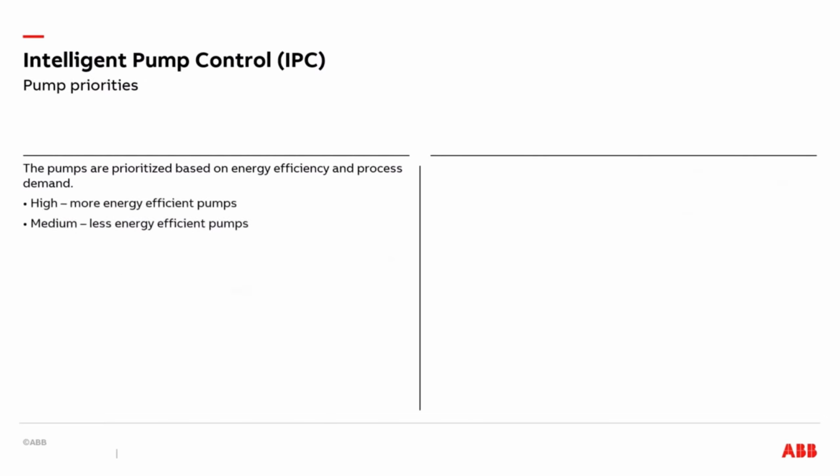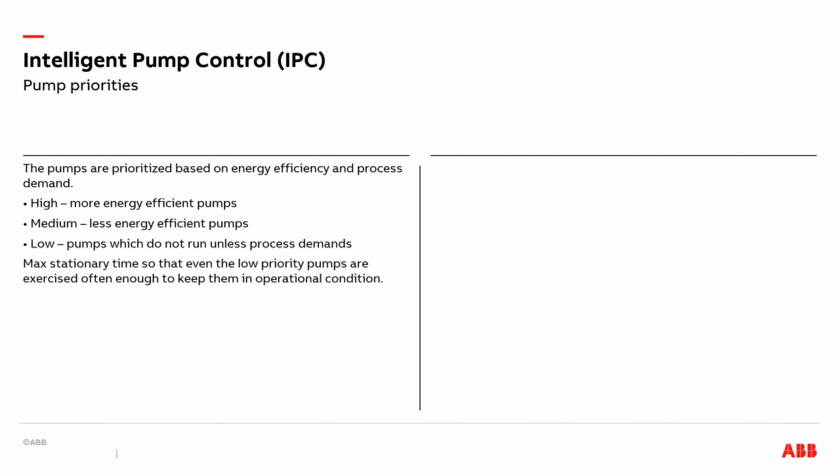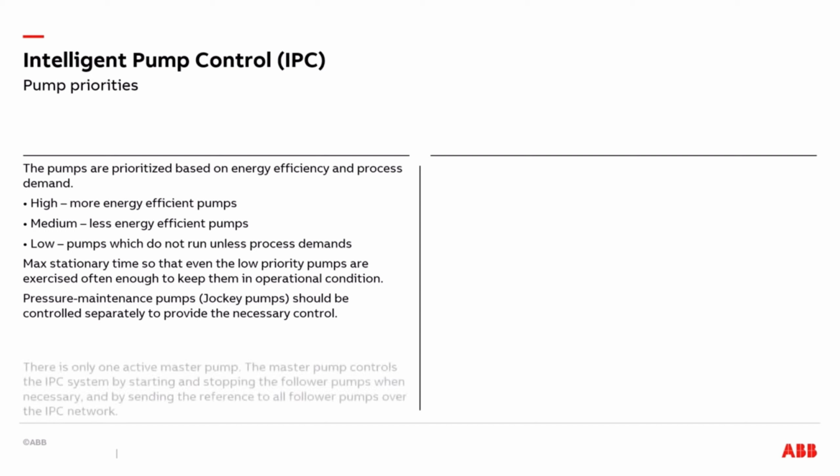Pumps are prioritized based on energy efficiency. High, medium, low. High being more efficient and low being least efficient. If all the pumps are the same, set them all to medium. Max stationary time is so that even low priority pumps are exercised often enough to keep them in operational condition. Pressure maintenance pumps like jockey pumps should be controlled separately to provide the necessary control.